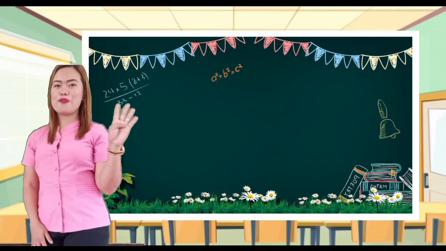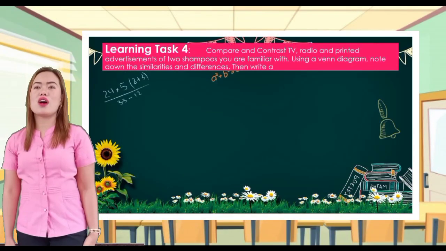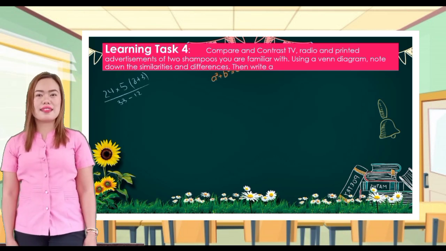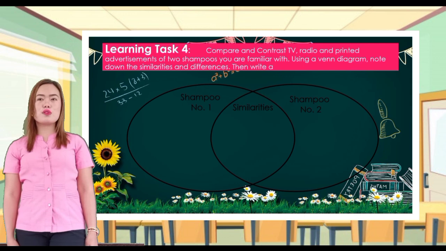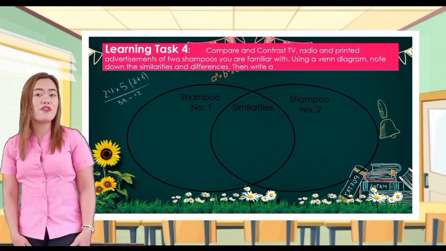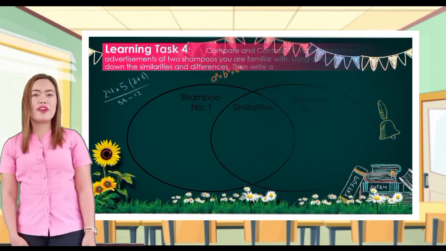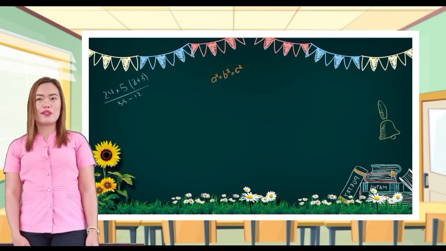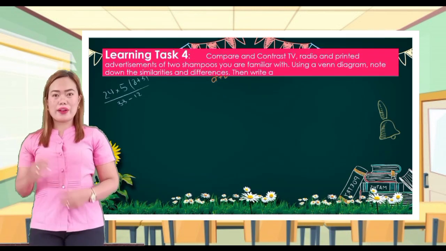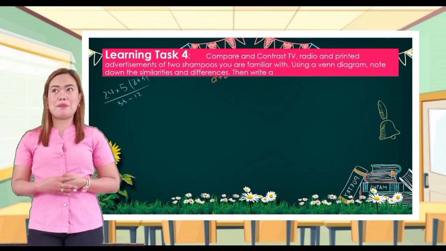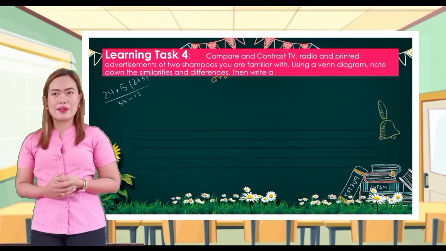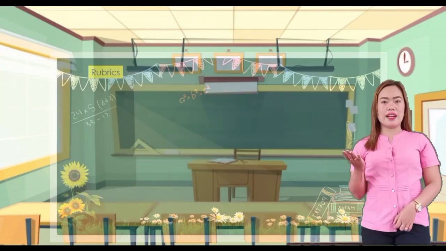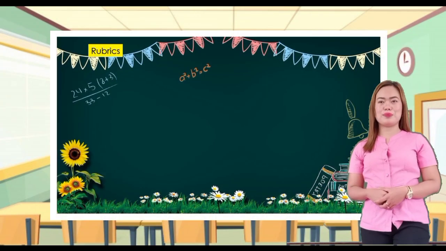Learning task number 4. Compare and contrast TV, radio, and printed advertisements of two shampoos you are familiar with. Using a Venn diagram, note down the similarities and differences. Then write a paragraph explaining the content about the said Venn diagram. Here is the rubrics.